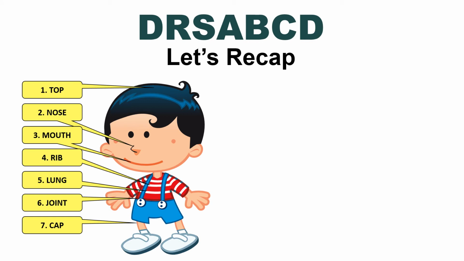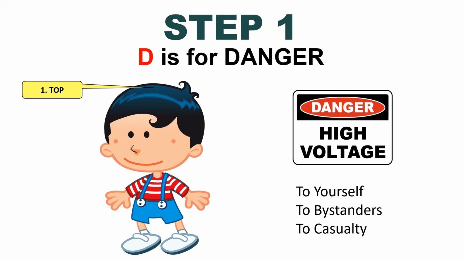Doctor's ABCD. Let's recap. 1 top, 2 nose, 3 mouth, 4 rib, 5 lung, 6 joint, 7 cap. Can you remember the images? Step 1. D is for danger. The image that we had in the position 1 top was the danger sign. Danger to yourself, to any bystanders, and any further danger to our casualty.